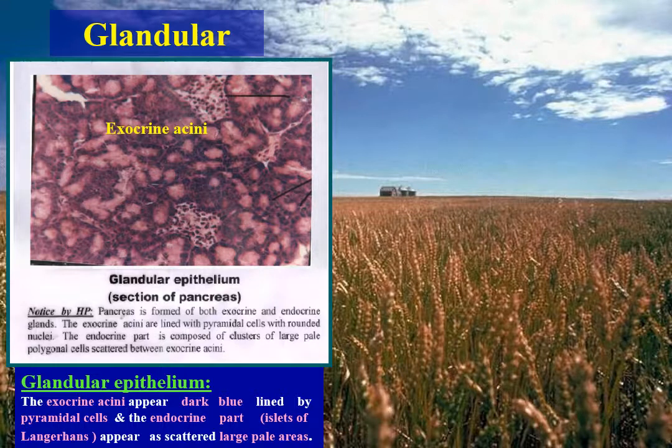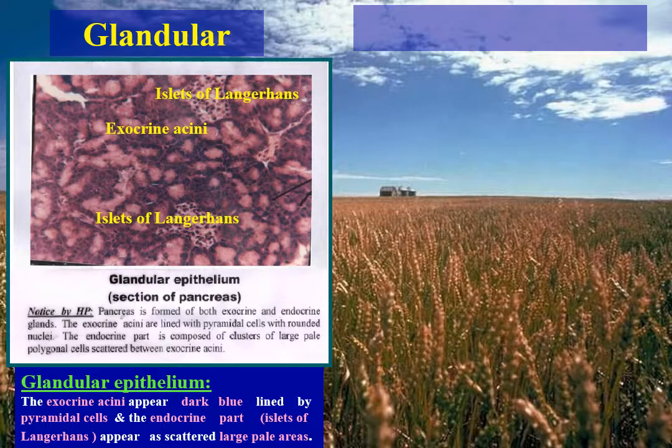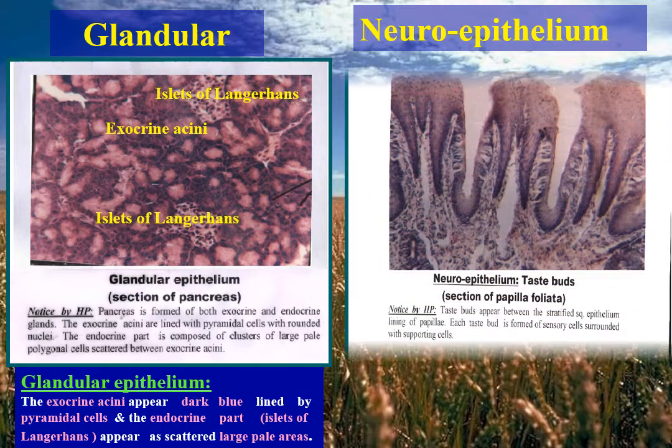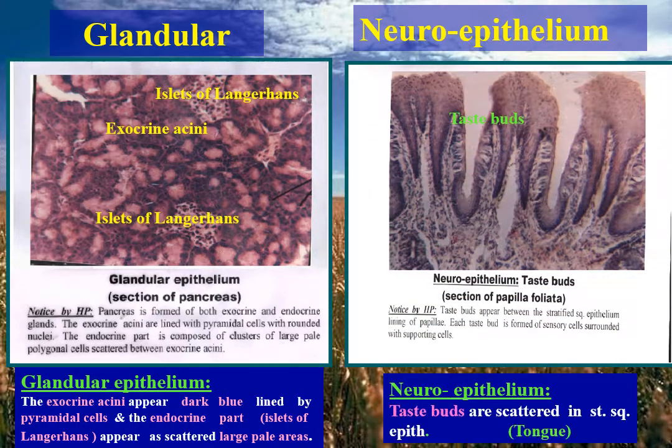The exocrine acini are lined by dark pyramidal cells, while the endocrine part, formed of islets of Langerhans, appears as scattered large pale areas. Neuroepithelium is specialized for perception of stimuli. An example, taste buds present in tongue papillae covered by stratified squamous epithelium.